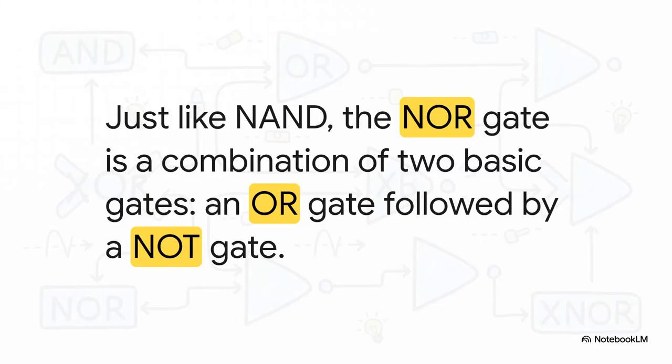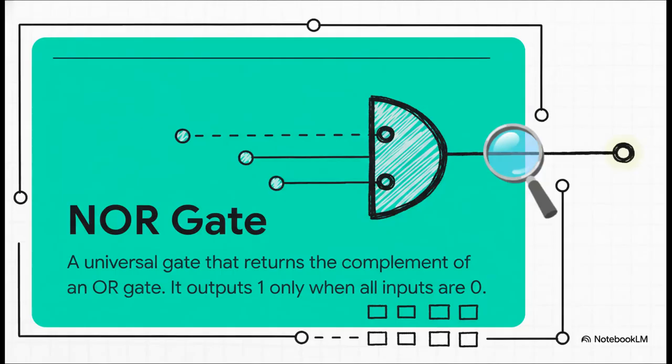And as you can probably guess, we can do the exact same thing with our OR gate. If we take the output from an OR gate and then invert it with a NOT gate, we get another incredibly useful tool. This creates the NOR gate, or not OR, and its behavior is the exact opposite of the OR gate. It will only give you a 1 if and only if all of its inputs are 0. Any other combination and you're getting a 0.